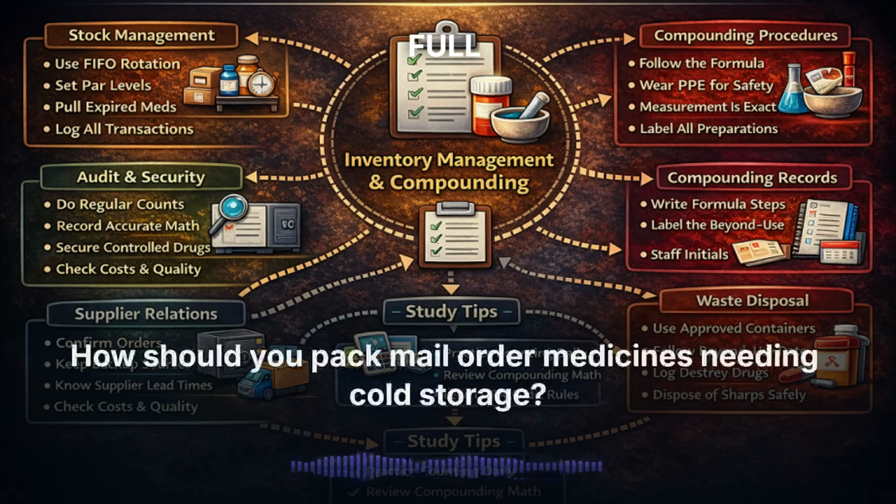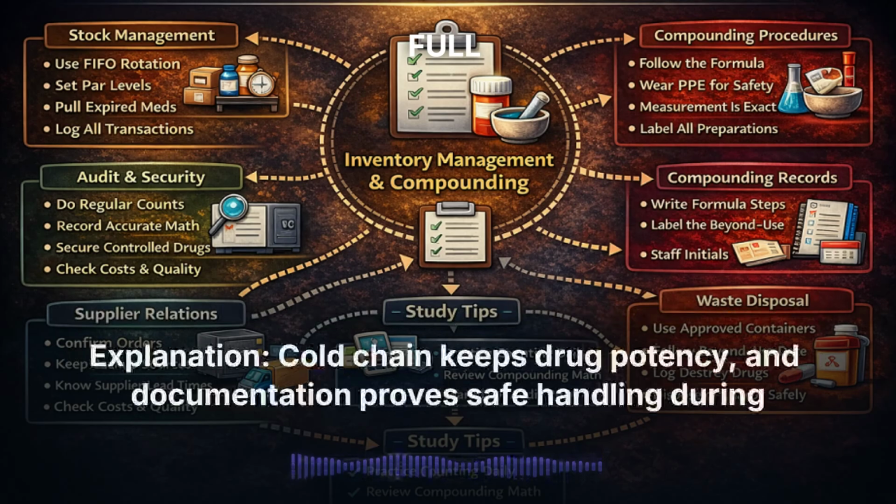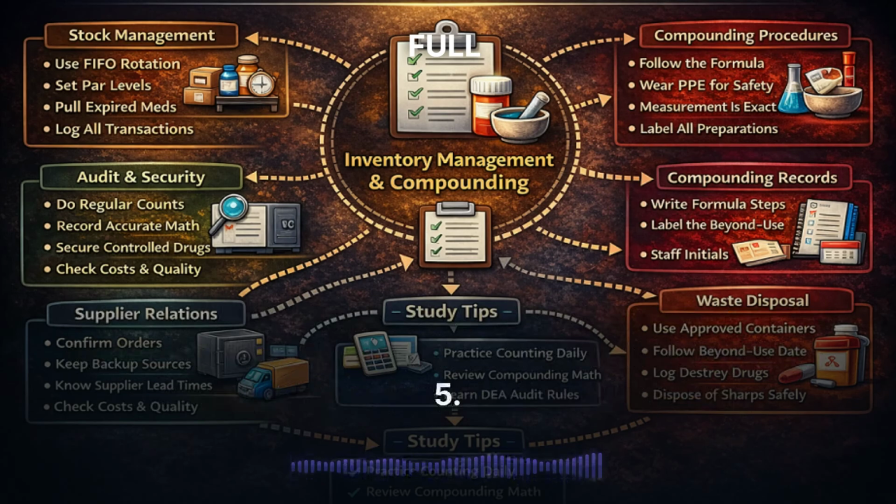4. How should you pack mail-order medicines needing cold storage? Use temperature control shipping, include temperature logs, and seal package with secure tracking details. Cold chain keeps drug potency, and documentation proves safe handling during transport for patient safety.